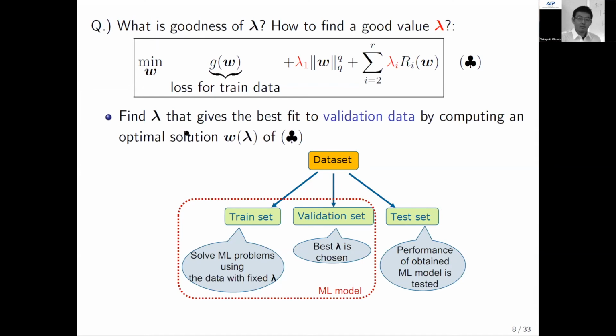We construct a loss function using the train data. And for various lambda, we solve this problem to get its solution, say W lambda. Then, using the information of W lambda for various kinds of lambda, we find the lambda that gives the best fit to the validation data. The test set is used for final checking of the quality of the output solution W. Next, I explain this procedure more precisely.